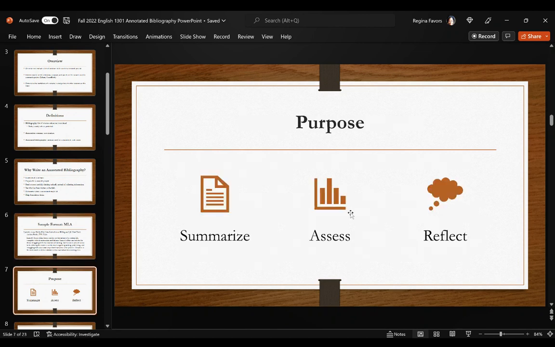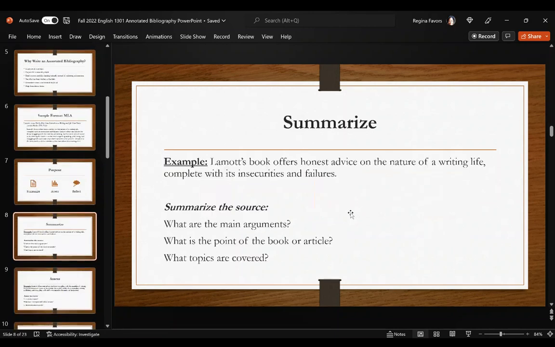So, again, the purpose of creating the annotated bibliography and looking at that one source is to summarize, assess, and reflect. So here is an example of what a summary would be. Lamott's book offers honest advice on the nature of a writing life, complete with its insecurities and failures. So there's this connection between the writing life and the challenges that are connected to the writing life. So when you are summarizing a source, what are the main arguments of the source? What is the point of the book or article, and what topics are covered?